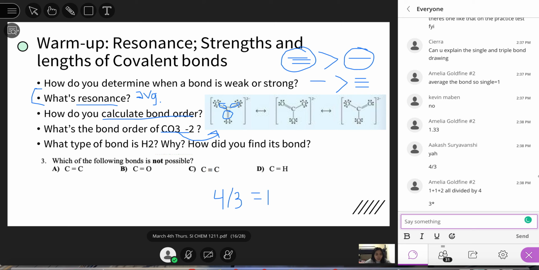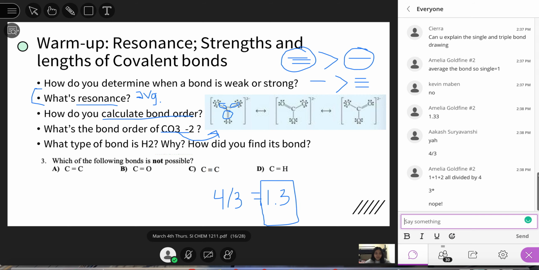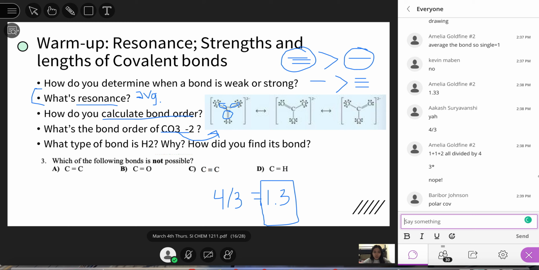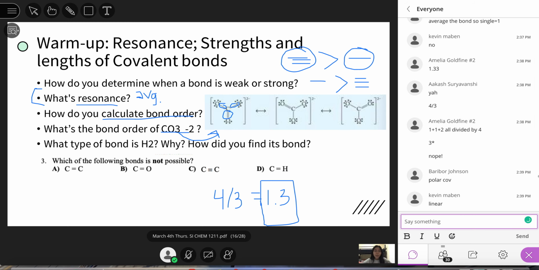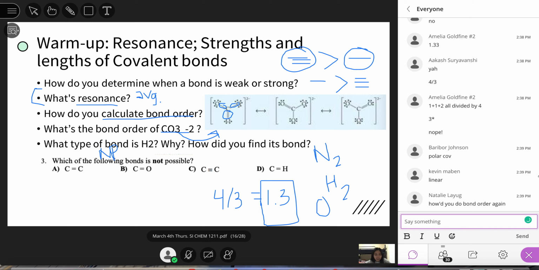And then what type of bond is H2? Do we know what type of bond that is? Polar covalent. Okay, do we have any other guesses of what that could be? No? It's actually non-polar, so no one was correct. I think you'll get into this more next. But it's going to be non-polar because anything like N2, H2, a diatomic, is definitely non-polar.